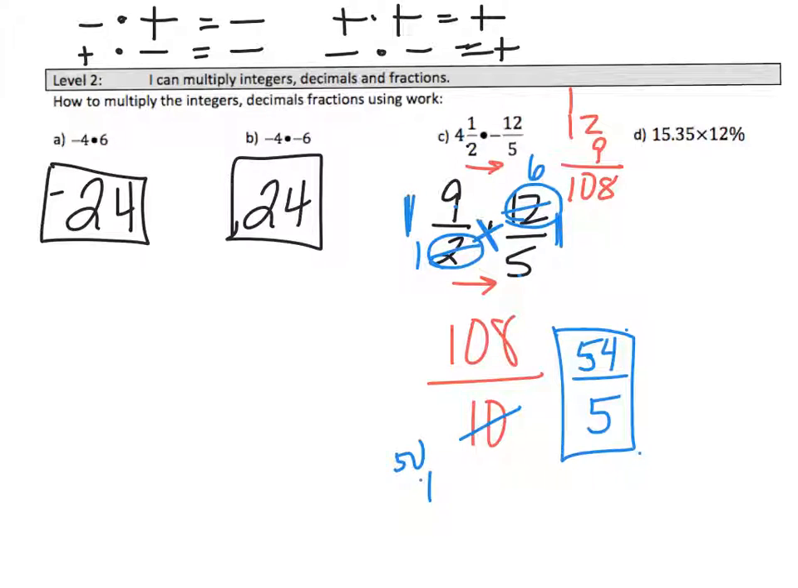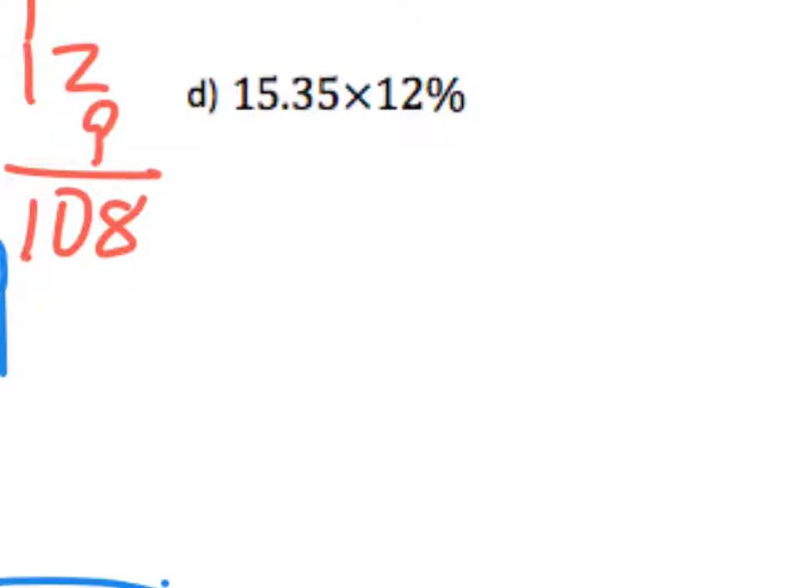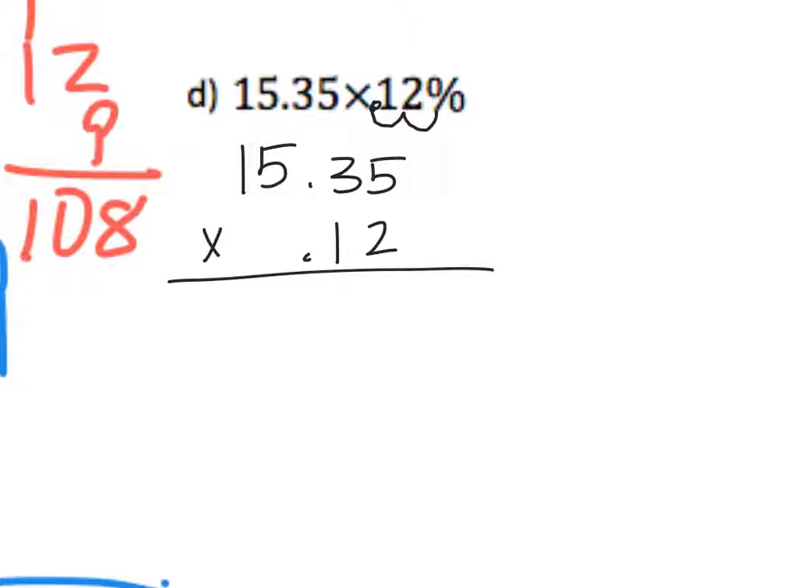Okay, now moving on to something a little bit trickier. Here we've got decimals. Well, we got one decimal, 1%, but we're going to turn this percentage into a decimal by moving over the decimal place twice. So really my problem is 15.35 times 0.12.